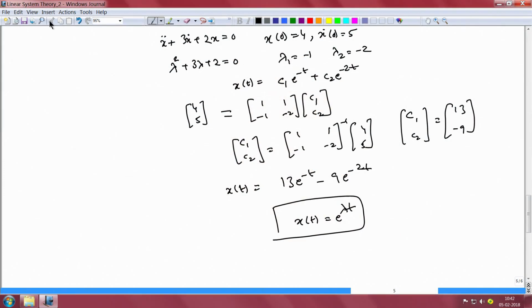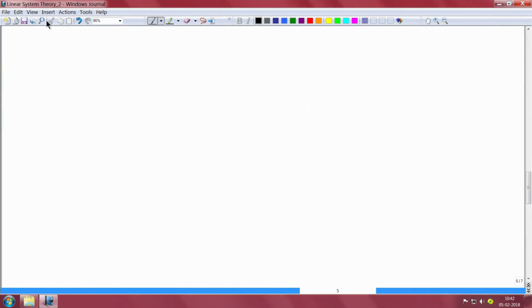To do this, we shall adopt what is known as proof by contradiction. So let us assume for the moment that there does exist another solution x1 of t which satisfies the same differential equation.